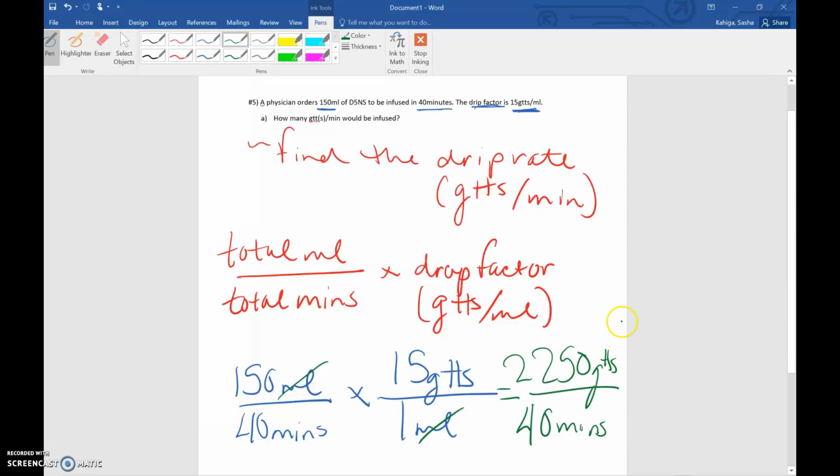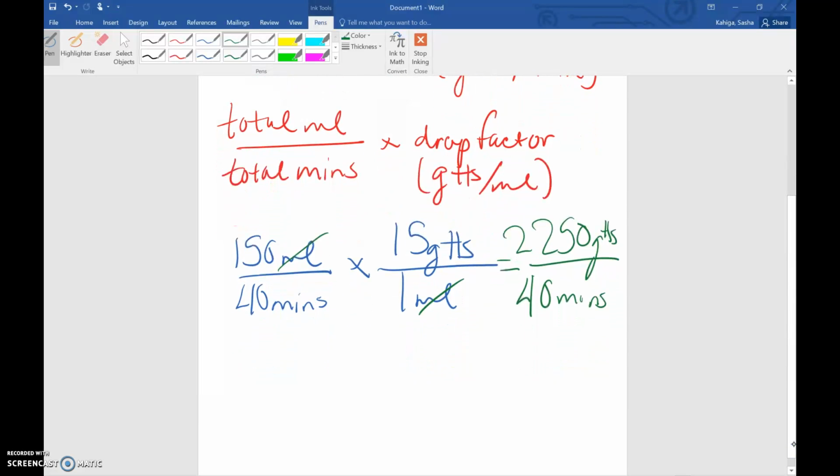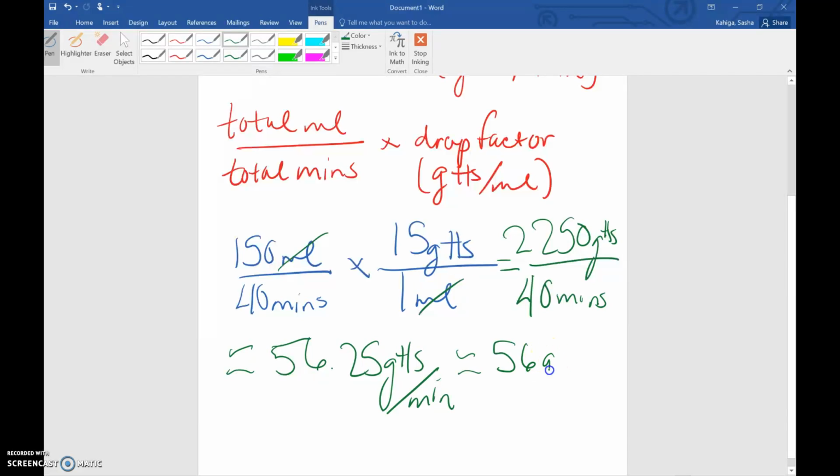So my units are in the correct units that I'm looking for, which is drops per minute, because I set my problem up to where my like units cross out, leaving me with the units that I'm looking for. And all you have to do is just divide it out. And so your answer comes out to be 56.25 drops per minute. But remember, with your drip rate, you always round it to the nearest whole number. So your answer is going to be approximately 56 drops per minute.